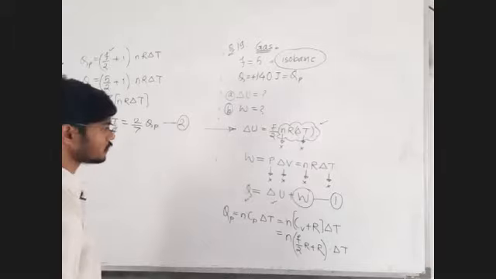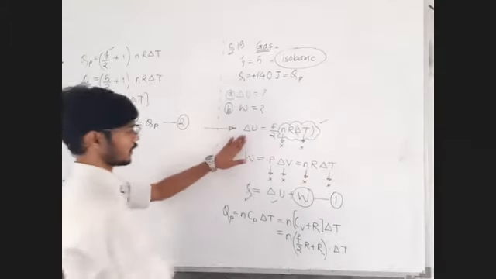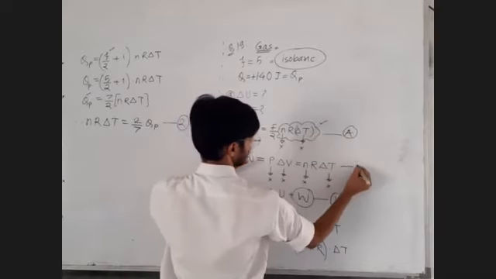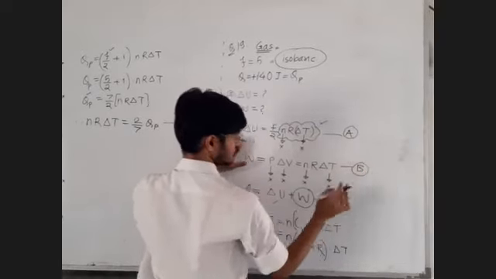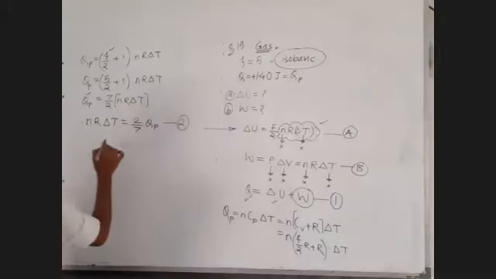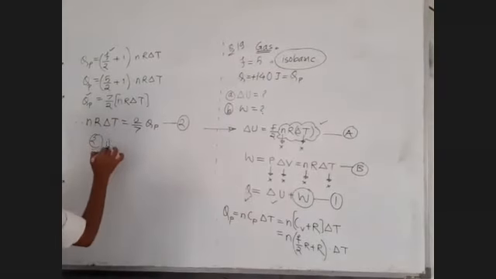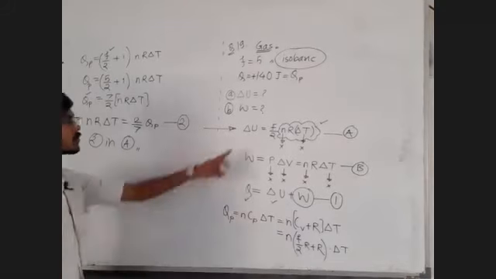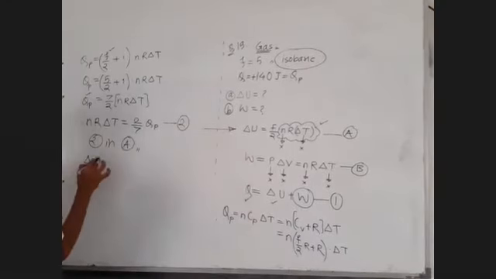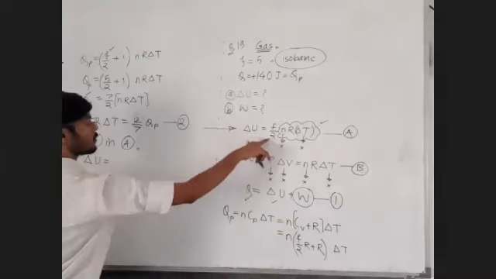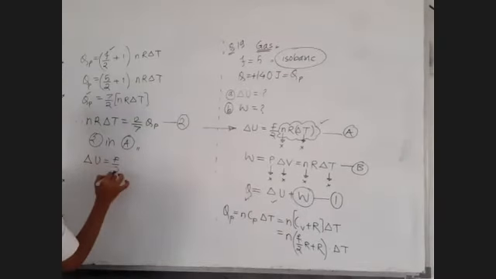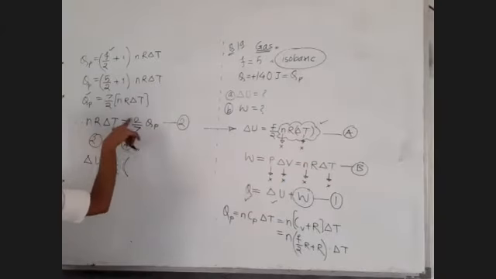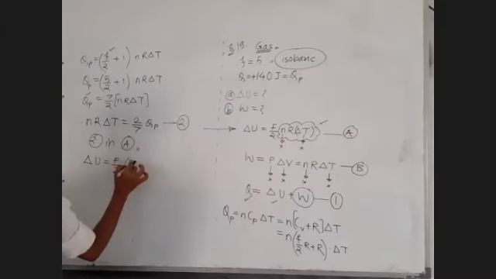Now we know, and let us call this equation A. Let us call this equation B, and let us call this equation 1. Now let us use equation 2 in equation A. So sir, that will give you delta U is equal to F by 2 into bracket NR delta T. But sir, NR delta T is 2 by 7 times QP.